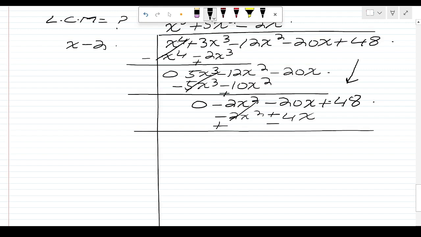They both will get cancelled. We will write 0, and minus minus is always minus minus. They both will be added with each other, but the sign will be minus. So we can just write 24x plus 48.